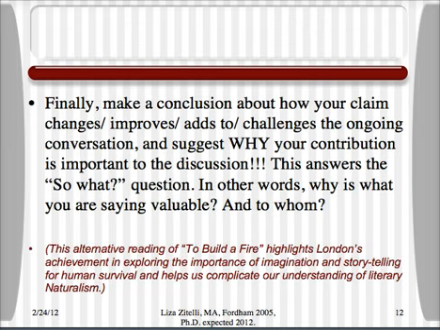Now finally, you're going to make your conclusion about how your claim adds to this conversation that you entered. This answers the so what question. Here's a conclusion. This alternative reading of To Build a Fire highlights London's achievements in exploring the importance of imagination and storytelling for human survival, and helps us complicate or understand our understanding of literary naturalism.